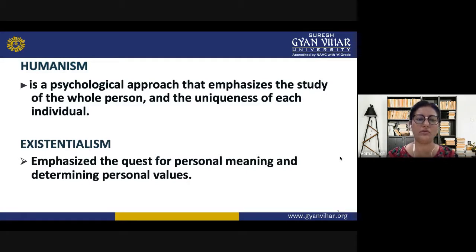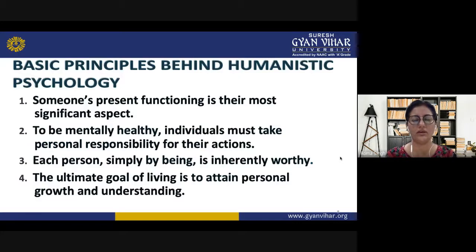If we talk about existentialism, it emphasizes the quest for personal meaning. What is the existence of humans? What is the existence of our personality? And also, it determines the personal values. These are the basic principles behind humanistic psychology.